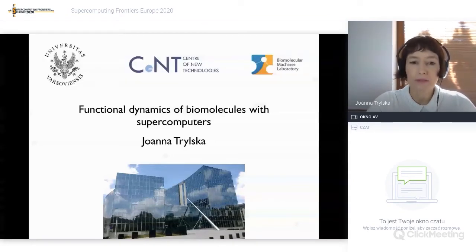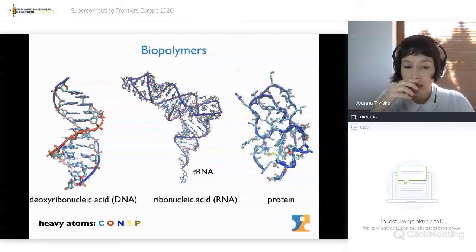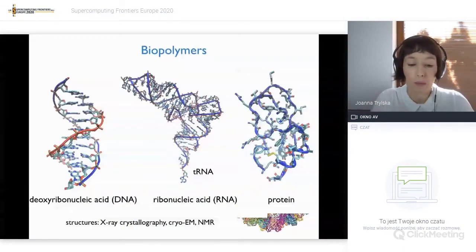So what we do, we simulate biopolymers, not only proteins. We heard a talk about proteins. From proteins, mainly enzymes, but we also simulate RNA or DNA molecules. What is important is that these kinds of biopolymers do not work in isolation, but oftentimes they associate into dimers or trimers or large macromolecular complexes.